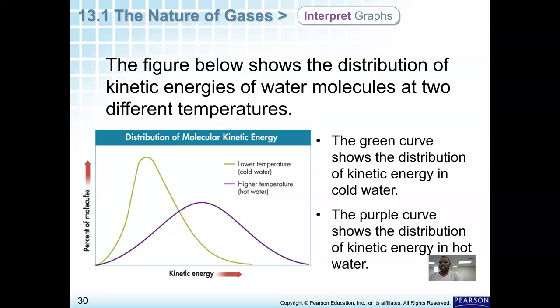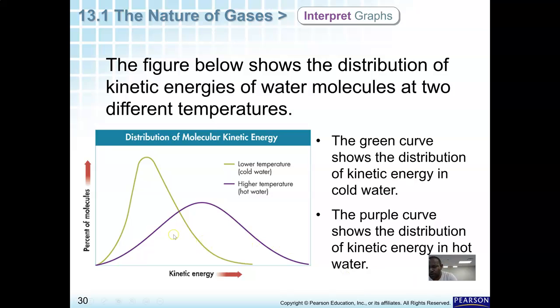If you look at the next slide, it shows you the distribution of the kinetic energy of water molecules at two different temperatures. There is a green one and a purple one. The green one shows the distribution of molecular kinetic energy at low temperature, or in cold water, and the purple one shows you the distribution of the molecules of water at high temperature. As you see, if you look at the majority of the molecules in the hot one, they have higher kinetic energy.